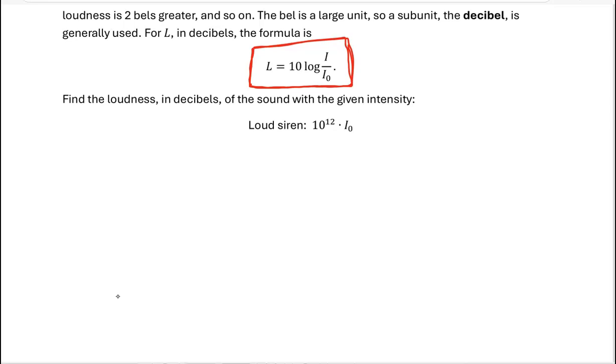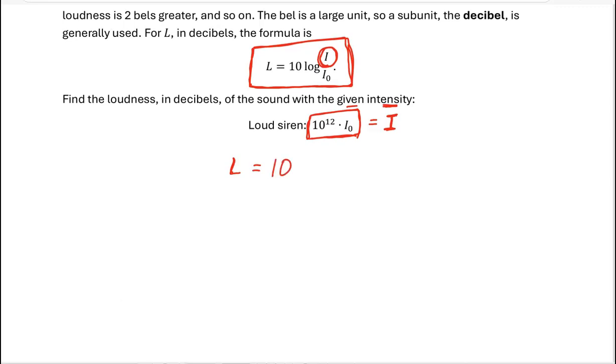So for my loudness in decibels, if this is the intensity of the sound, this is true. I actually looked this up. For a loud siren, it says it's this. This is my given intensity. This is my I, right? So this is going to take the place of the I in my equation. So it's going to look like this.